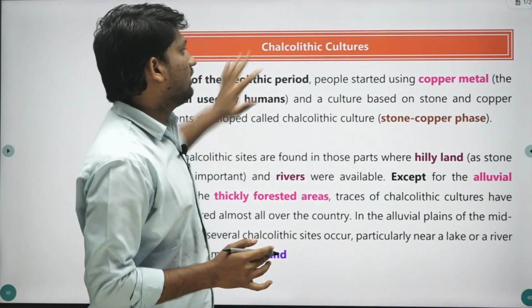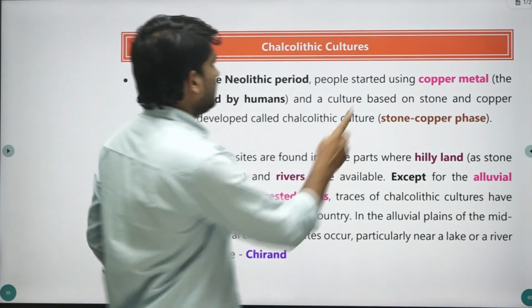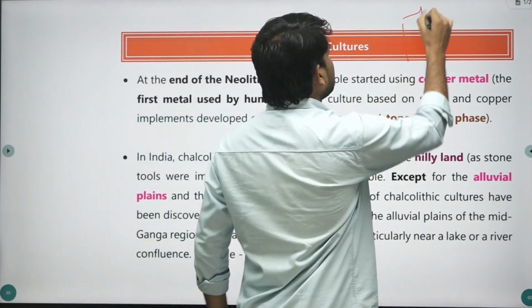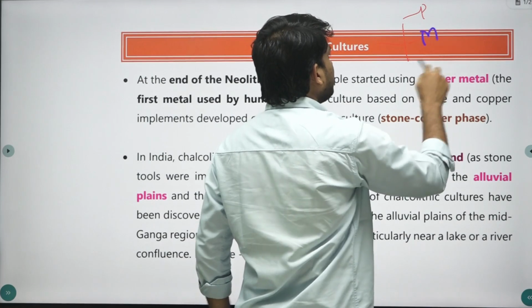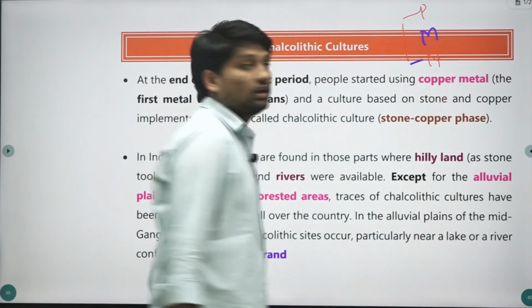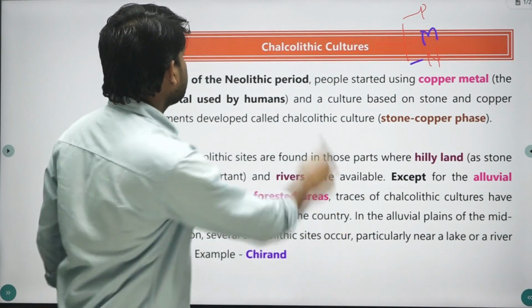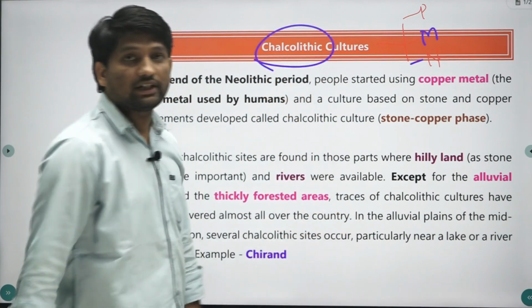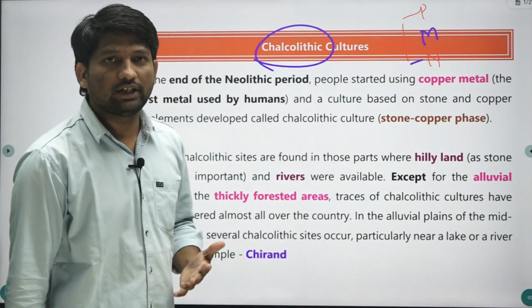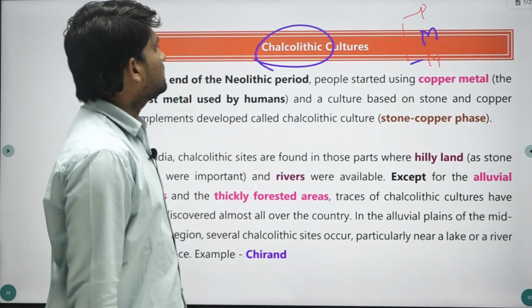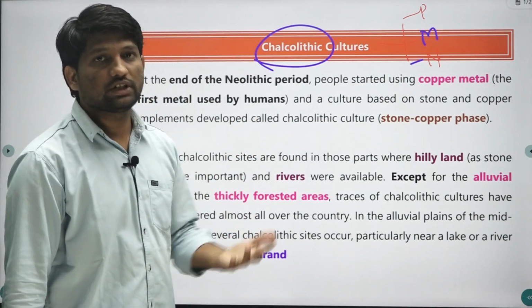In the last lecture we have seen the Stone Age, right from Paleolithic, then Mesolithic and later Neolithic, all three phases of the Stone Age. Today we will see the Chalcolithic Age or Chalcolithic culture. Some call it Chalcolithic or Chalcolithic. So what is special about this Chalcolithic? All their features we will see now.